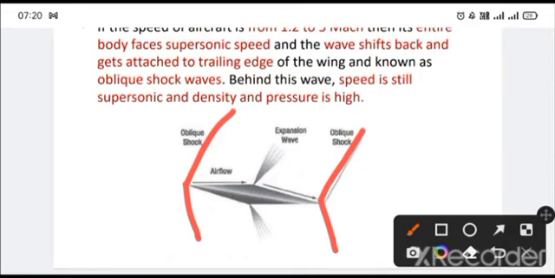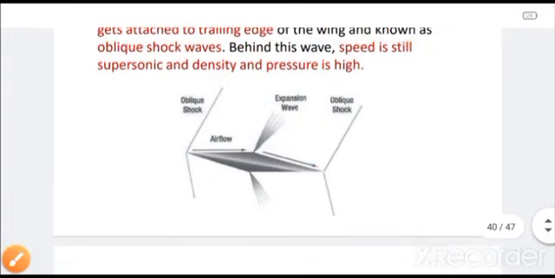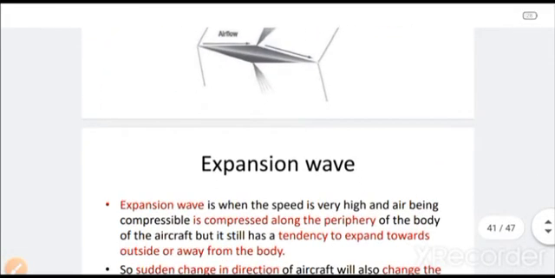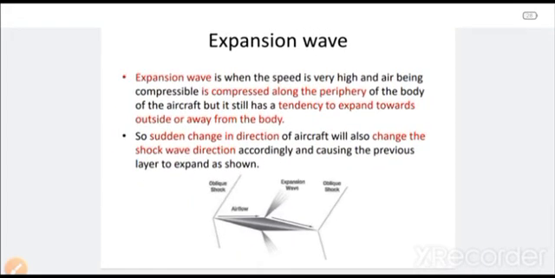Behind this wave the speed is still supersonic. It was already supersonic here when it made the shock wave over here. After that it did not change, it is still supersonic, and the density and the pressure are still high. Now you can see over here there is an expansion wave. We will come to what an expansion wave is. We know that when pressure is increased with that high speed of air moving, that will compress the air particles, as air is compressible.